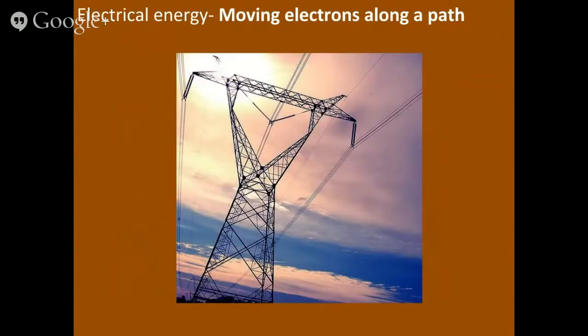Next is electrical energy. This is what's used to turn on your computers, to power your phones, to turn on the lights. And now this is moving electrons along a path. So now we're down to subatomic particles moving or doing work. So energy from electricity is required to move these electrons, to cause the electrons to do work. So again, I want to keep on emphasizing that work is movement of an object, and work requires energy.